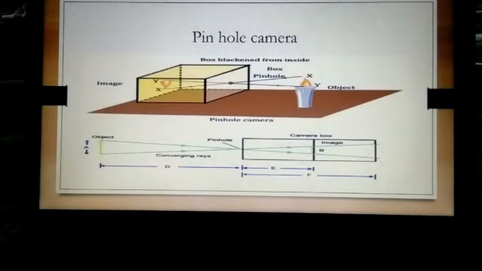When the light rays fall through the hole, we can see the inverted image on the screen. See the picture. Here, the image of the burning candle falls on the screen. So we can see the inverted image on the screen. Clear?